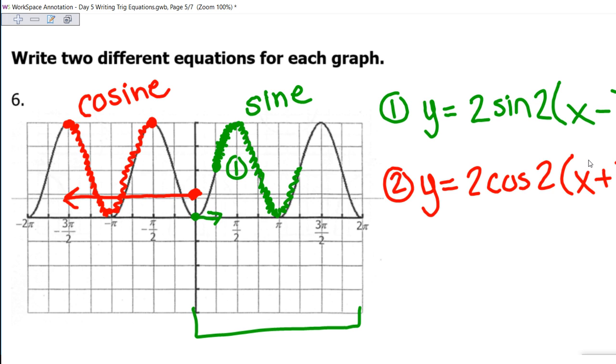Now looking at those two equations, how are they similar? The A values are the same. The B values are the same. The D values are the same. So the only thing that changed was the phase shift. And just remember, cosine is just a phase shift of the sine function.